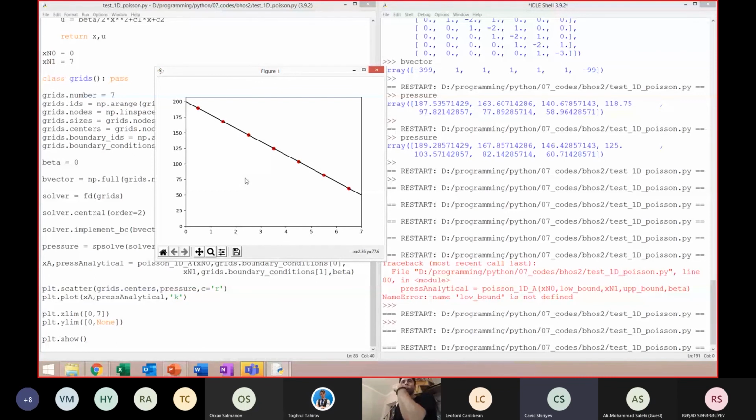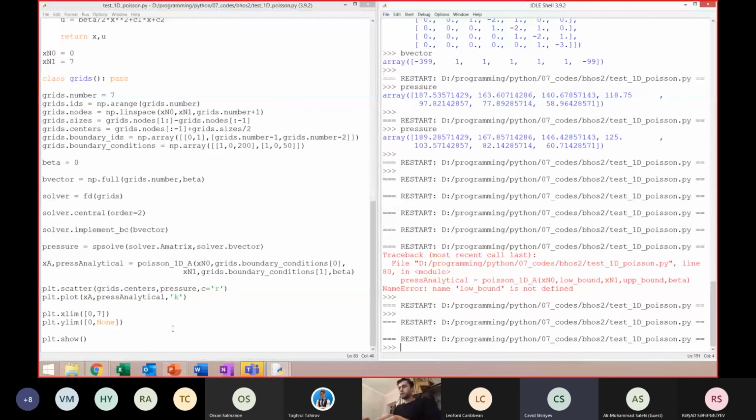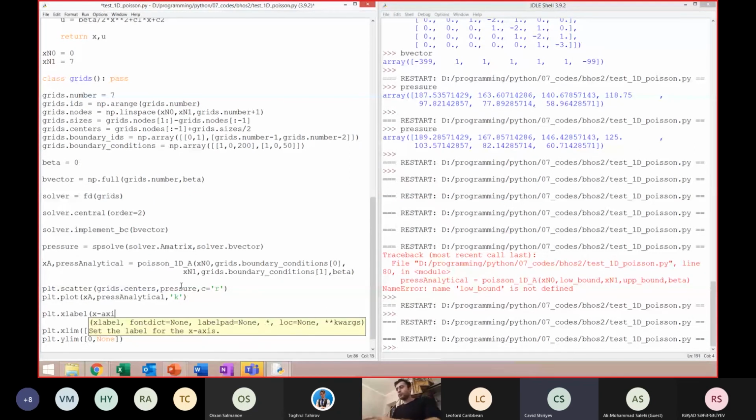this is the numerical solution again. We changed the color. Now I want to understand which axis is representative of what. So I'm going to add the labels. X label is going to be the x-axis, that's the orientation where we're solving this problem, and it's a string, so I'm going to have the quotation marks. And y label is the pressure.